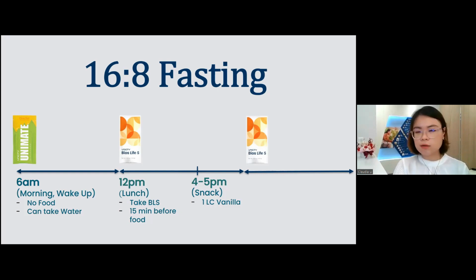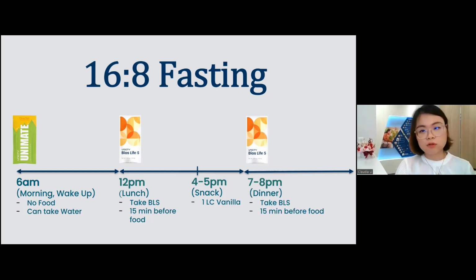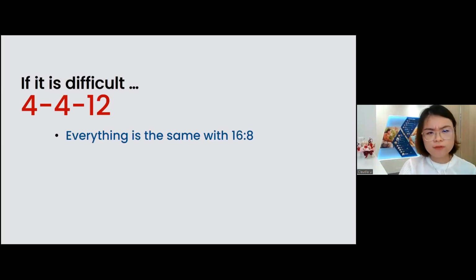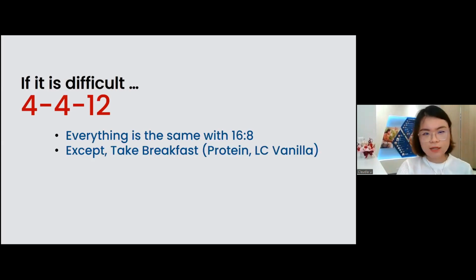All right, then after that, dinner, the same thing, take it before food, then we fast to the next day. I can tell you there's nothing easier than this. This is the easiest plan I've ever seen and it can give you the results that you are looking for. All right. So if it's too difficult for some people, you can always scale it down. 4-4-12 is basically the same. The only difference is that you take a breakfast, and like I said, take a protein shake or whatever protein to give you the satiety, and to give you additional nutrients.